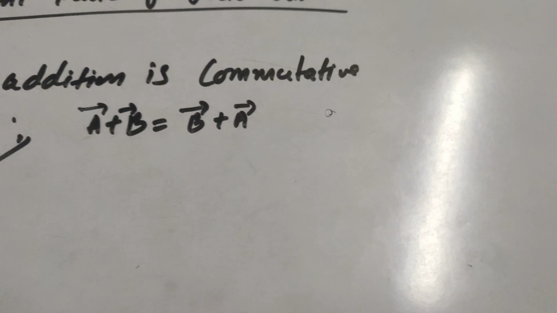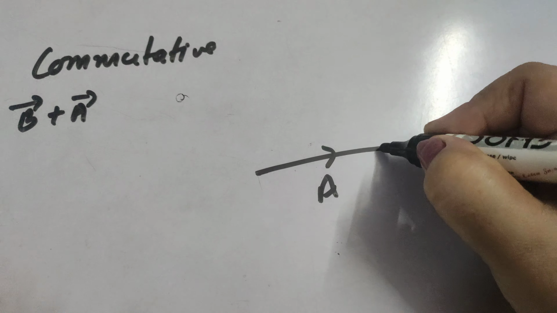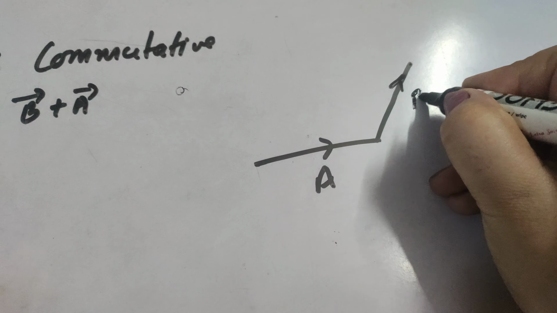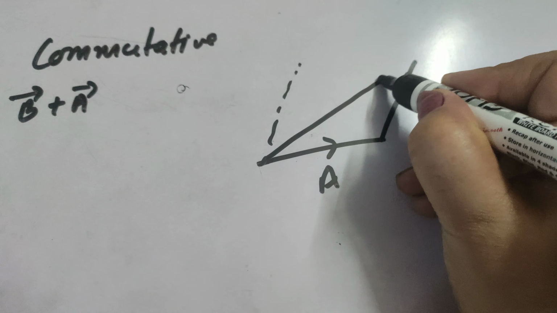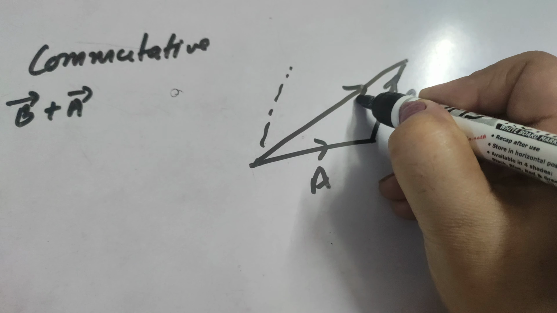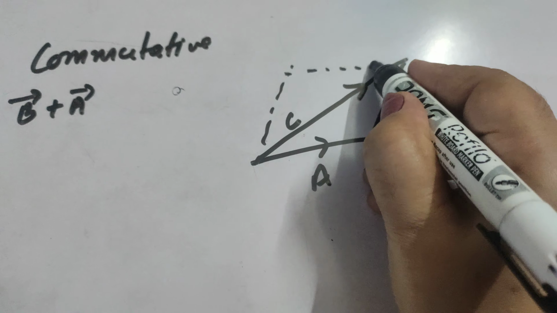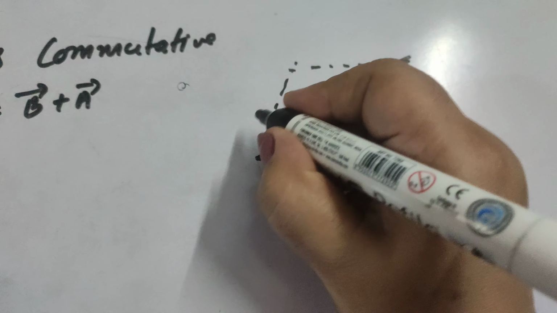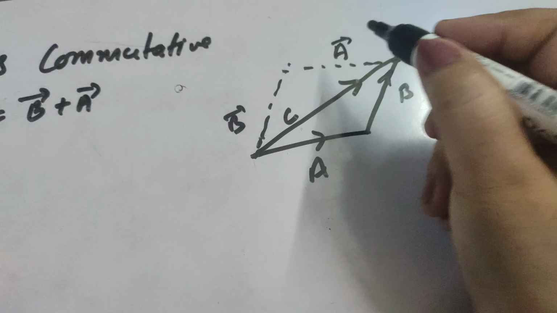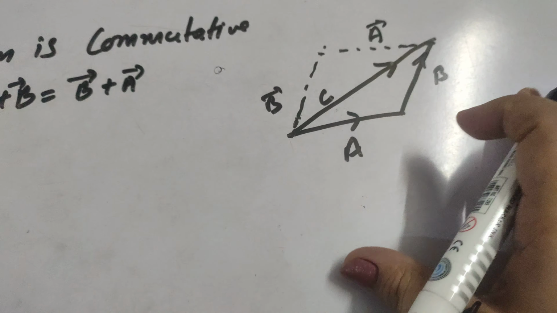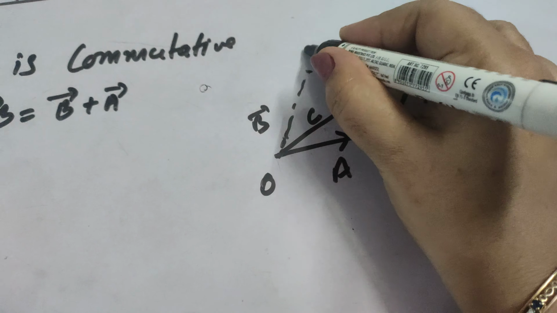Now if I draw a diagram, this is vector A and this is vector B, and if I complete this parallelogram, then this vector C, taken in opposite order, will give us the resultant of these vectors, right? Accordingly this should be the B vector and this should be the A vector, as parallel sides of a parallelogram are equal. Now let us name it O, P, Q, R.